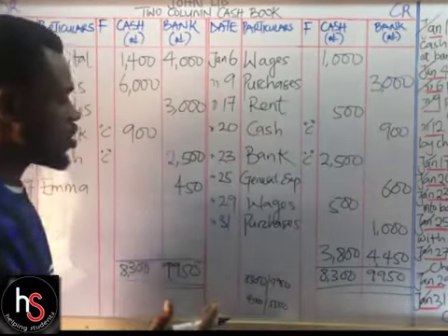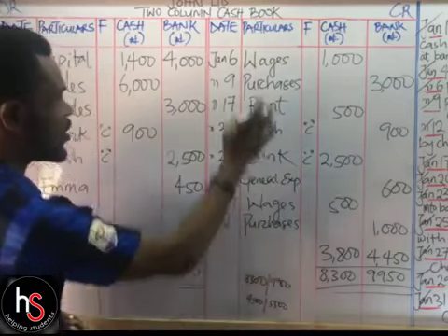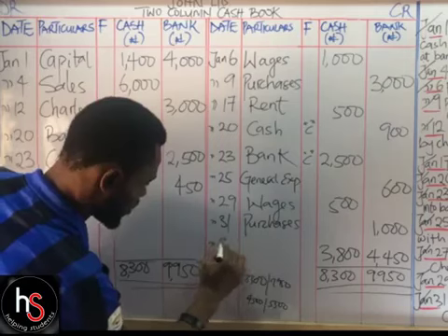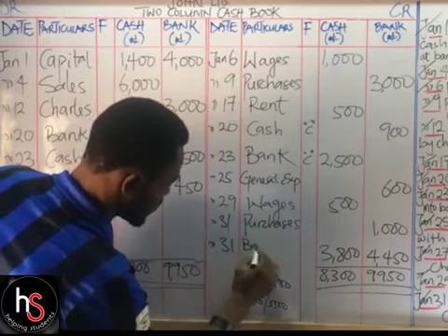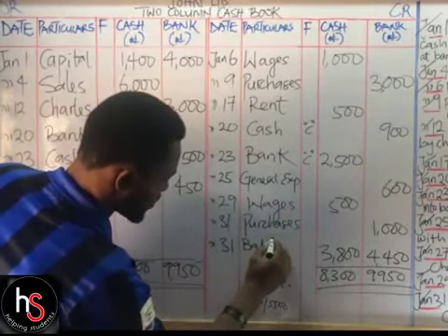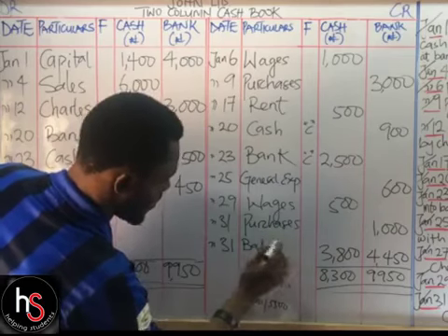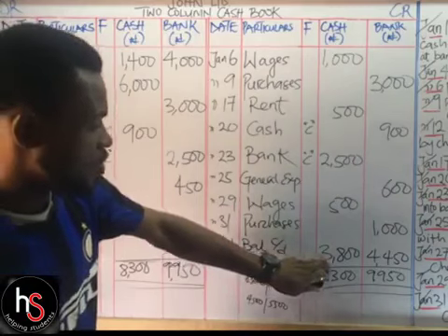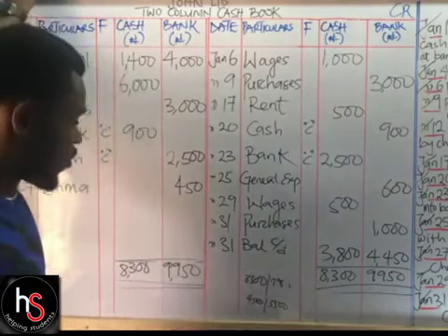4,450. As I told us earlier, the date we have here, the last date of the month, this is January, so we'll now have what? January 31st. This is what our balance carried down. Our balance CD is now 3,800 and 4,450.